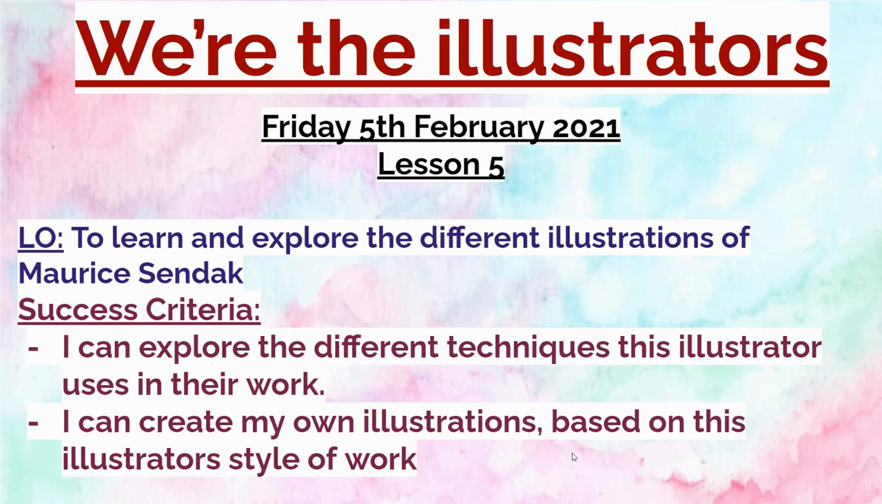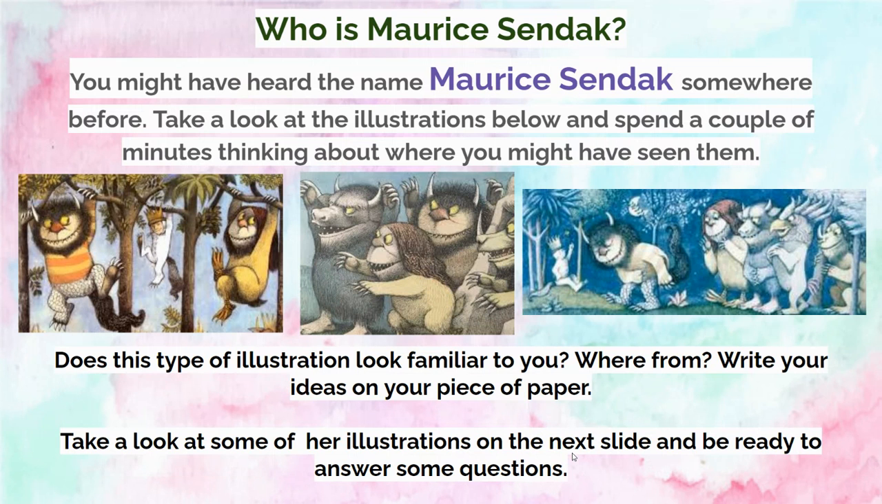We hope that you're all well and you've been enjoying our fabulous art topic of this term called We're the Illustrators. It is Friday the 5th of February and this is your Lesson 5, and our lesson objective today is to learn and explore the different illustrations of Maurice Sendak. The success criteria is I can explore the different techniques this illustrator uses in their work, and I can create my own illustrations based on the illustrator's style of work.